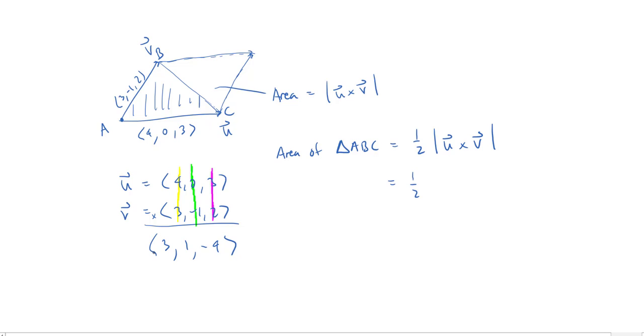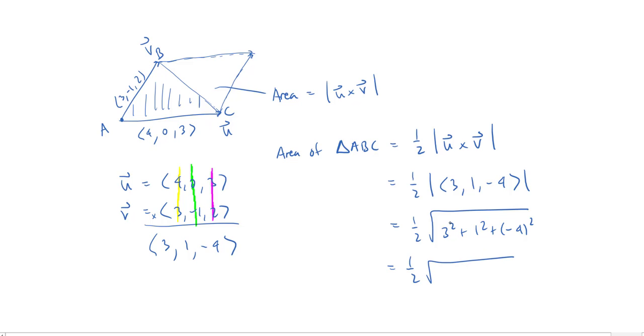So I've now found the cross product, and I simply need to take the magnitude and then divide it by 2. The magnitude is going to be pretty easy. That'll be the square root of the sum of the squares of the components. So 3 squared plus 1 squared plus negative 4 squared. This shouldn't be so hard. 9 plus 1 is 10, plus 16 is 26. And so the area of this triangle will be root 26 divided by 2.